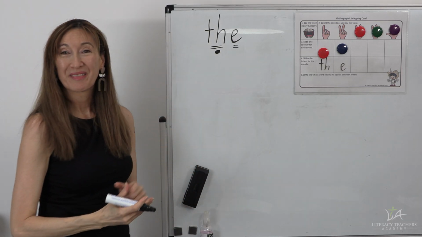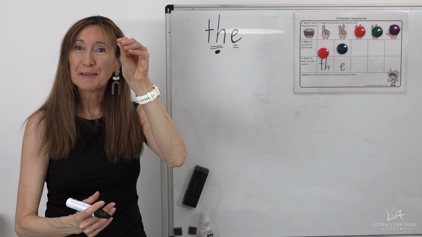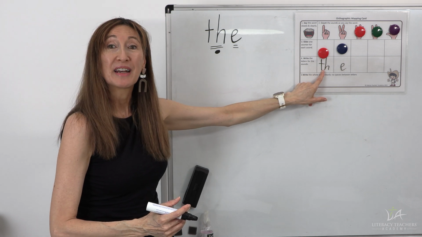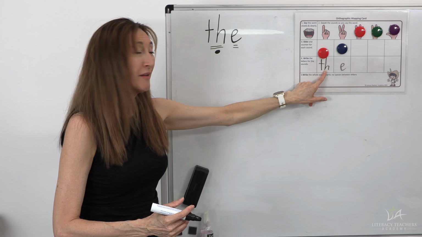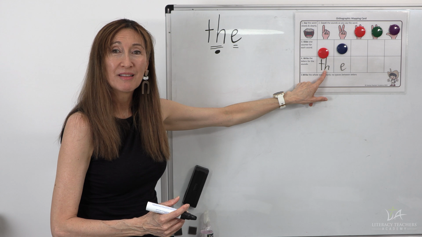Your turn. Move the markers again. So push them back up. Move them down again. Write the sounds. So you're looking for the letters that make that sound. So the, two letters that make the one sound.